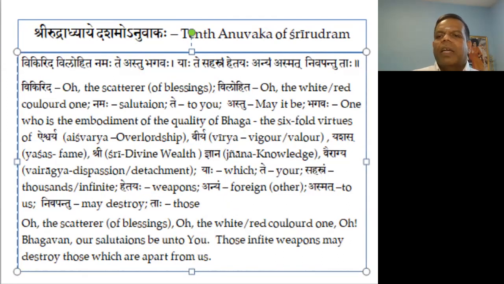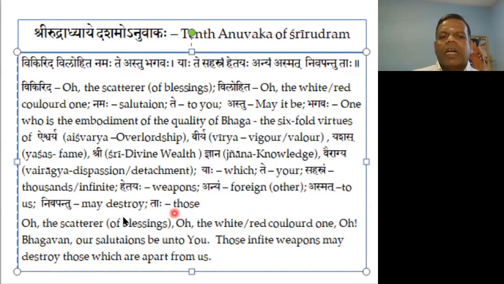Yaha means by which, or which, plural. Yaha and Taha, when they come, they are sort of related. When I translate it, Taha means those which. That's the way the sentence structure is in English. So those which means Yaha, plural, as you can see.